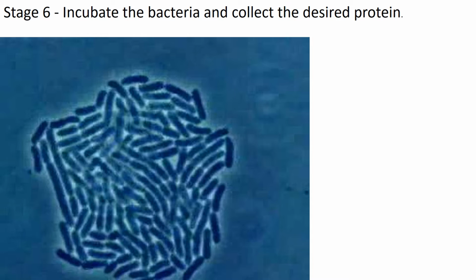Stage 6, incubate. We're ready to grow them up. Now we know the bacteria have all got our plasmids in. We're ready to grow them up, put them in an incubator. And the great thing about bacteria is they divide very, very quickly. And every single one of these bacteria will have our little bacterial plasmid in, and they'll all be happily making our little protein.